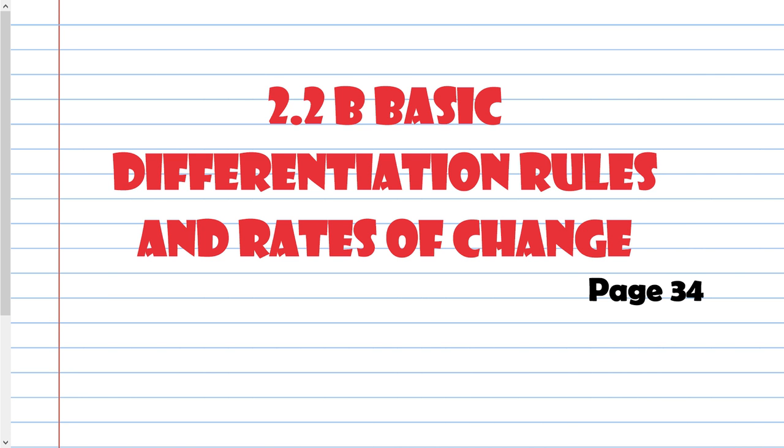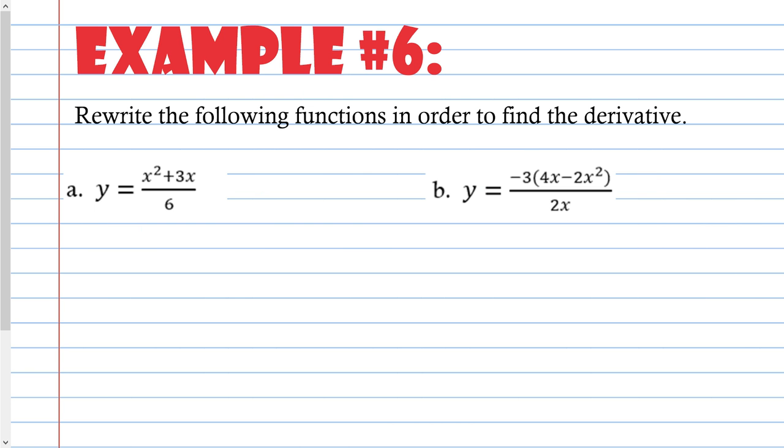2.2b, basic differentiation rules and rates of change. So we're going to start off with example 6 because the previous section left off at example 5. This is more of the same, just different cases or examples. For example 6, we're going to rewrite the following functions in order to find the derivative. Now, rewriting can sometimes save you a lot of grief.